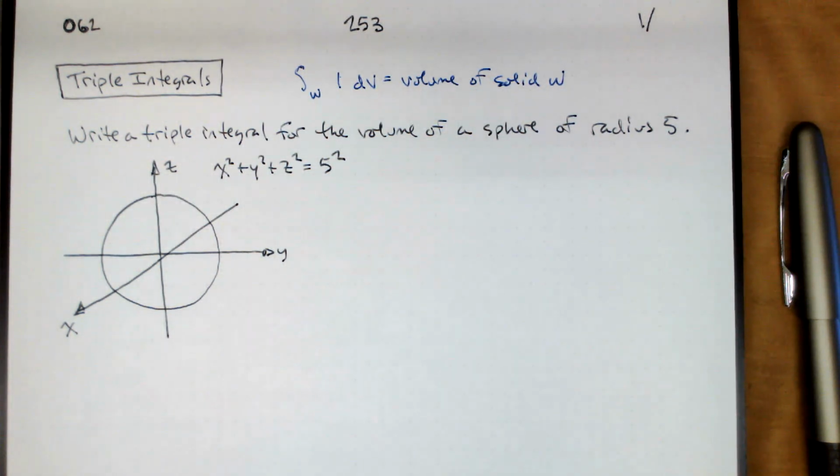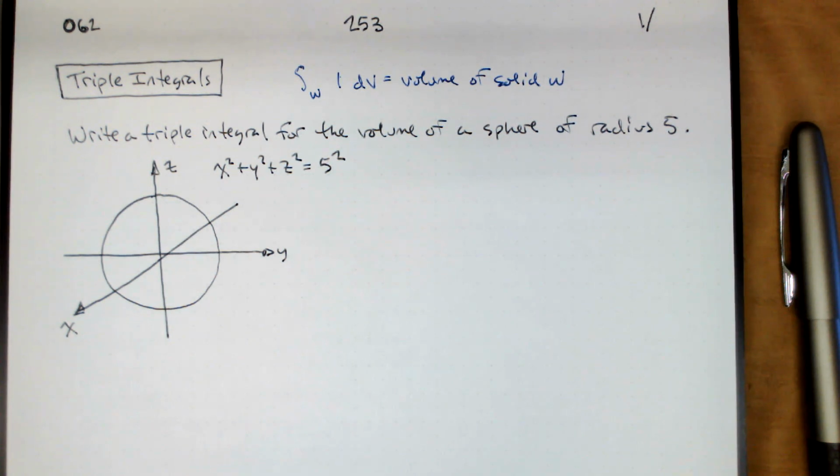Now, I know we have a formula for the volume of a sphere of radius 5: 4/3 pi times 5 cubed. That's not the point. In fact, knowing that is the point of doing this integral. You see that if this new technology will work on something that we already know, it's a way to check.